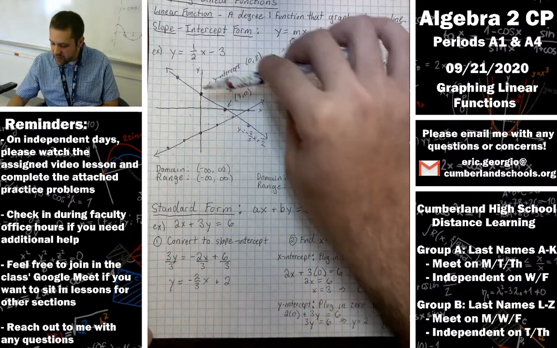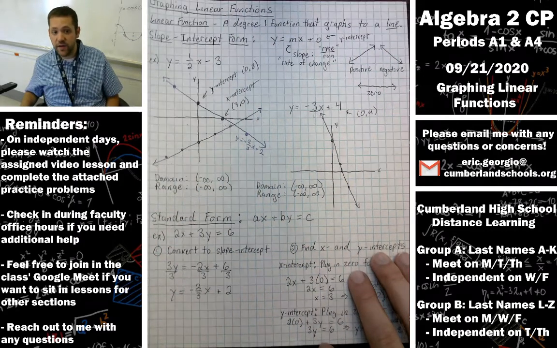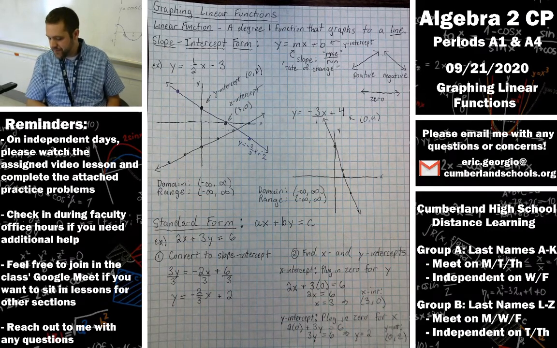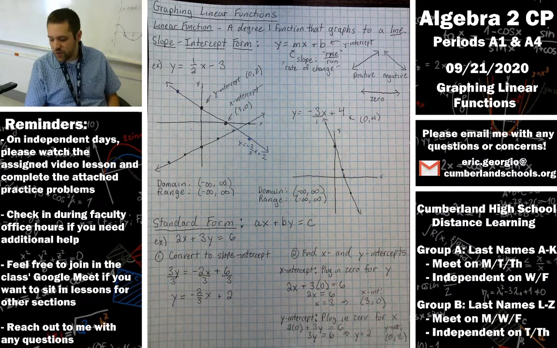Put them on the graph, and then just connect them to form that line. Because really, you need 2 points to form a line, and no more than that, right? Because if you just connect them and then extend, you have your line. All right.